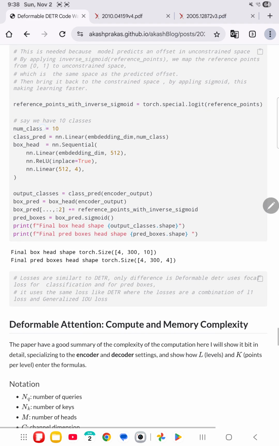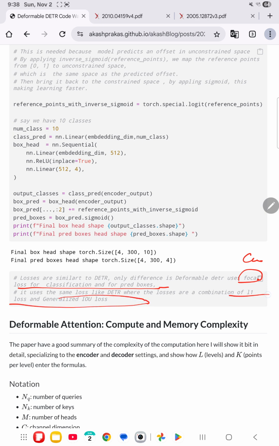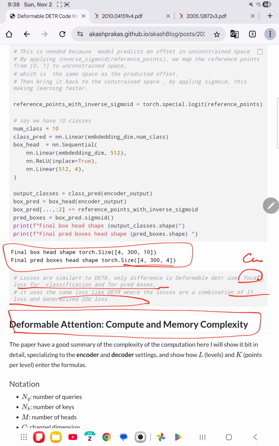And for losses, the only difference is that in Deformable Detr they use focal loss instead of cross entropy loss. In Detr they use cross entropy, here we use focal loss, and the GIoU loss and L1 loss for the bounding box remain the same. So that will be the final output. Next we will look into the complexity, and how much Deformable Detr is saving.